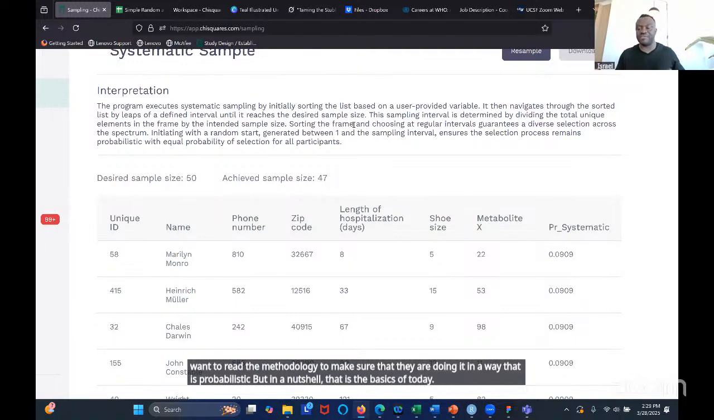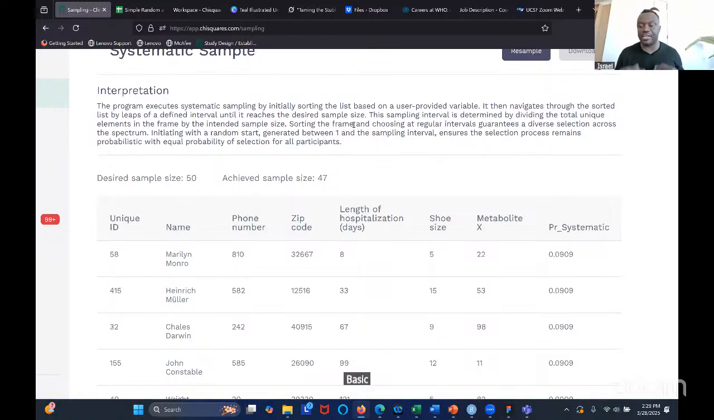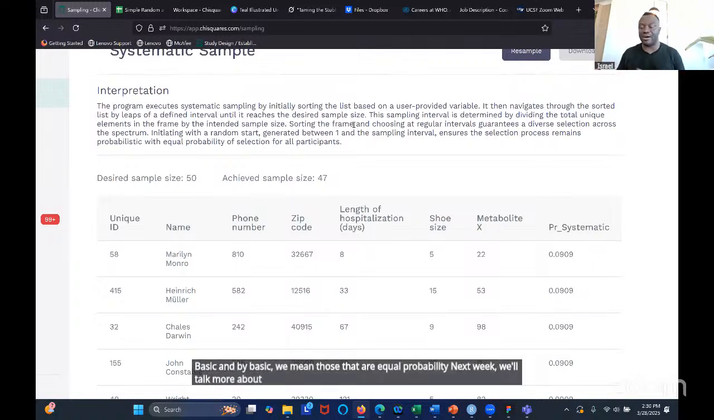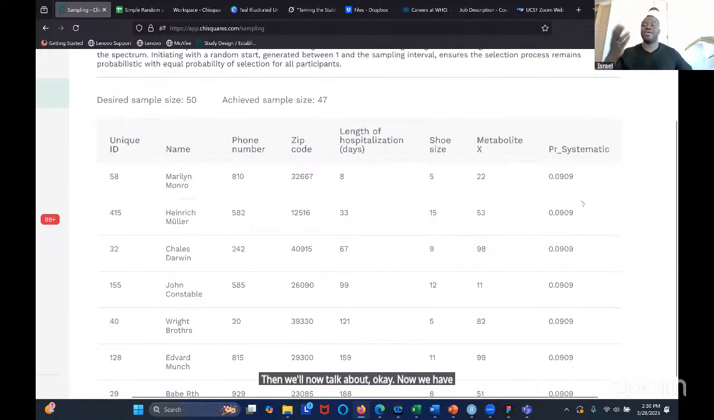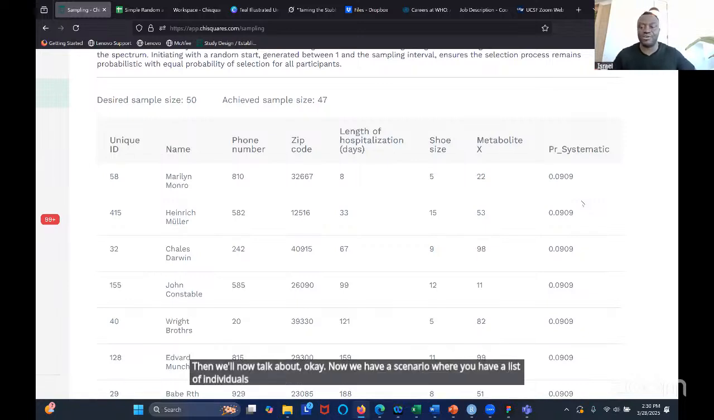Today we just wanted to focus on those sampling techniques that are basic, and by basic we mean those that are equal probability. Next week we'll go into the terrain of probability sampling techniques that are not necessarily equal probability, right? Then we'll talk about, okay, now we have a scenario where you have a list of individuals who are not all equally selected. So what do we do there?